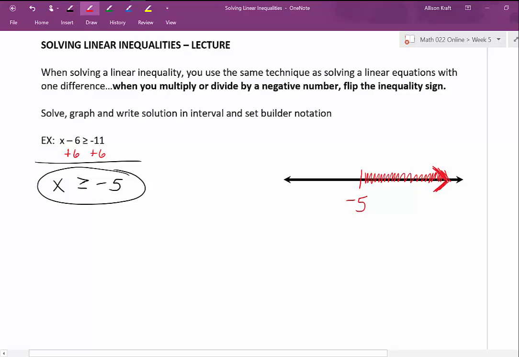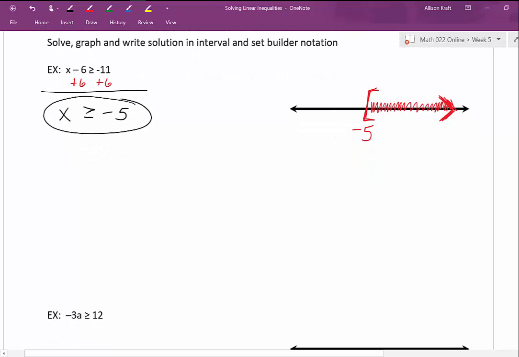We need to determine whether we're going to use a parenthesis or a bracket at -5. We refer to our inequality symbol to make that decision. Since it's "or equal to," we want to use a square bracket. There's our solve. Next, we need to write our interval and set builder notations.